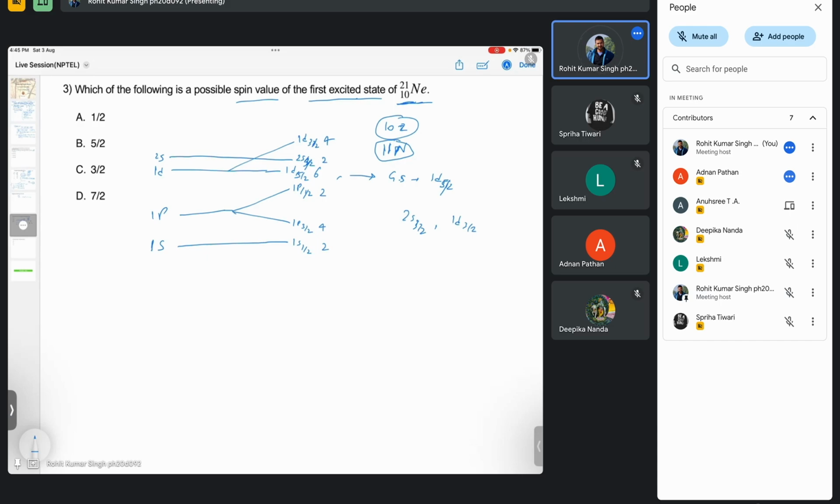Anyone? Sir, it will go to 2s 1 by 2. Sorry, 2s 1 by 2. Yeah. Sir, or can the nucleon from the 1p 3 by 2 be split with its partner and go to 1d 5 by 2?